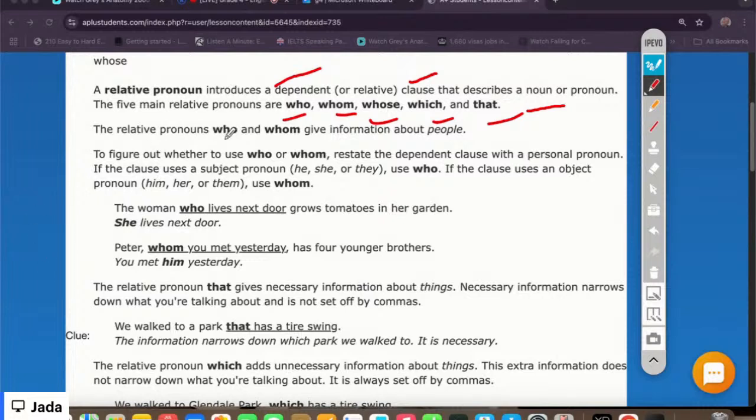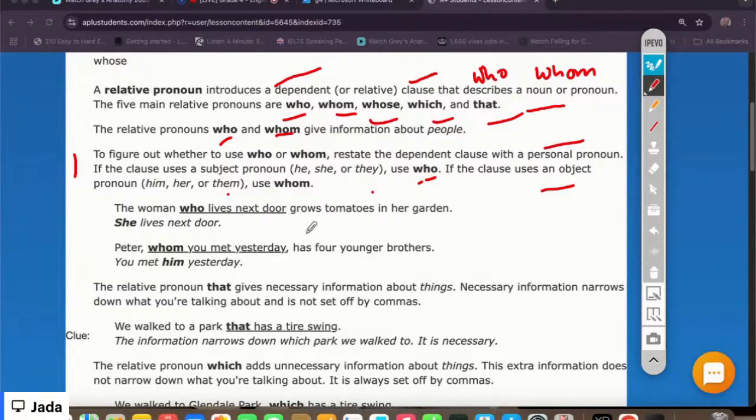All right, so the relative pronouns who or whom give information about people. Now, to figure out whether you're going to use who or whom, you have to restate the dependent clause with a personal pronoun. If the clause uses a subject pronoun, he, she, or they, then you use who. And if the clause uses an object pronoun, him, her, or them, you use whom. So both ways you restate them, and you can figure out whether to use who or whom.